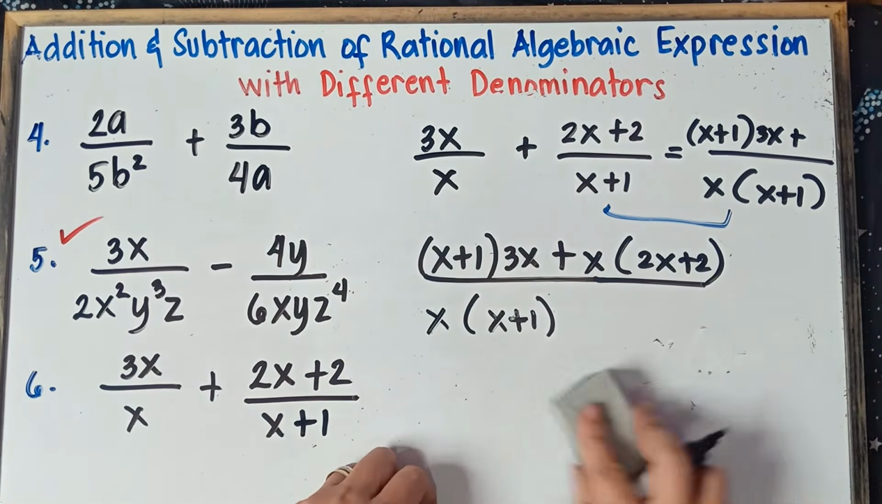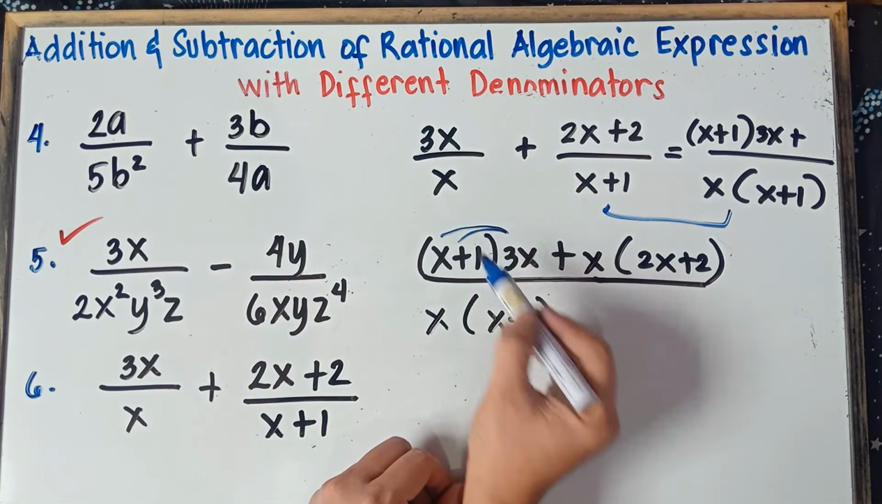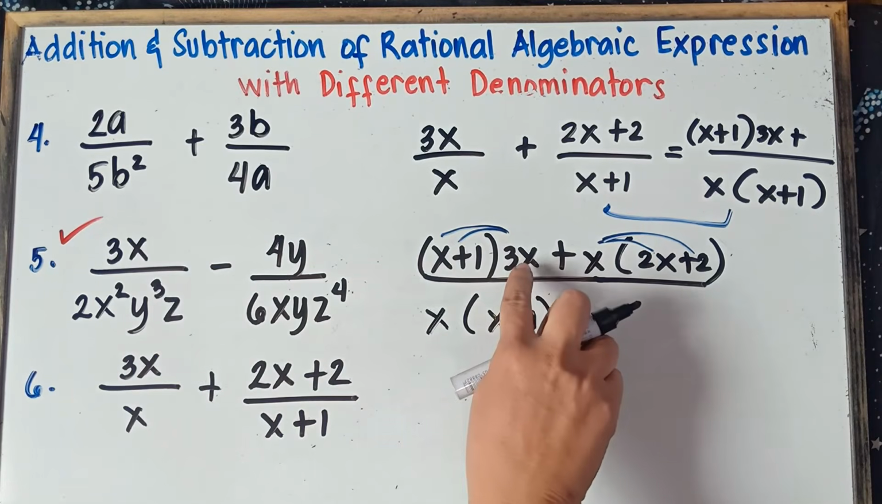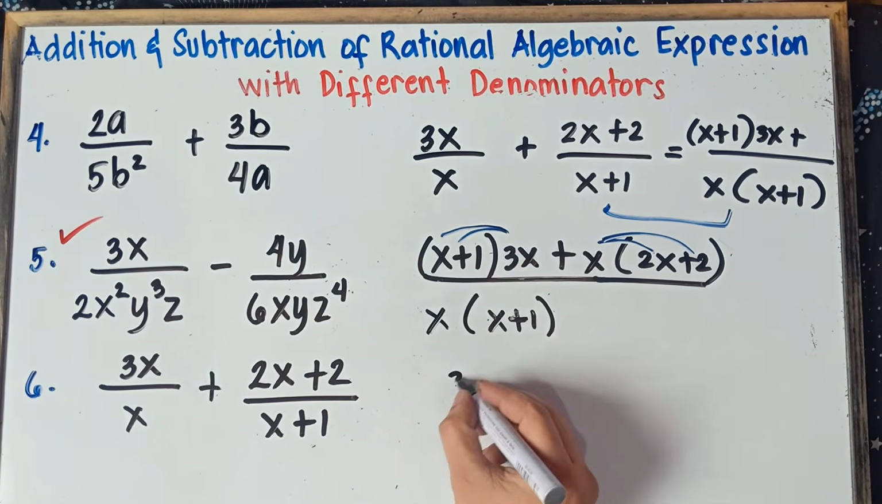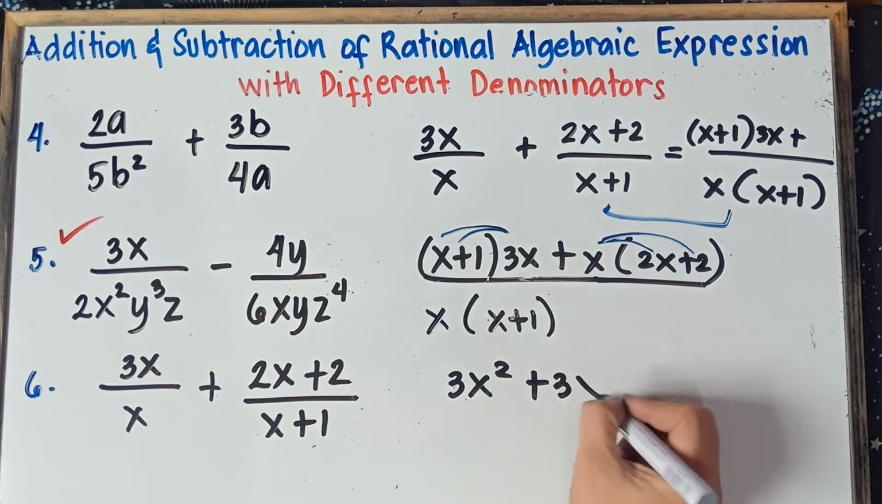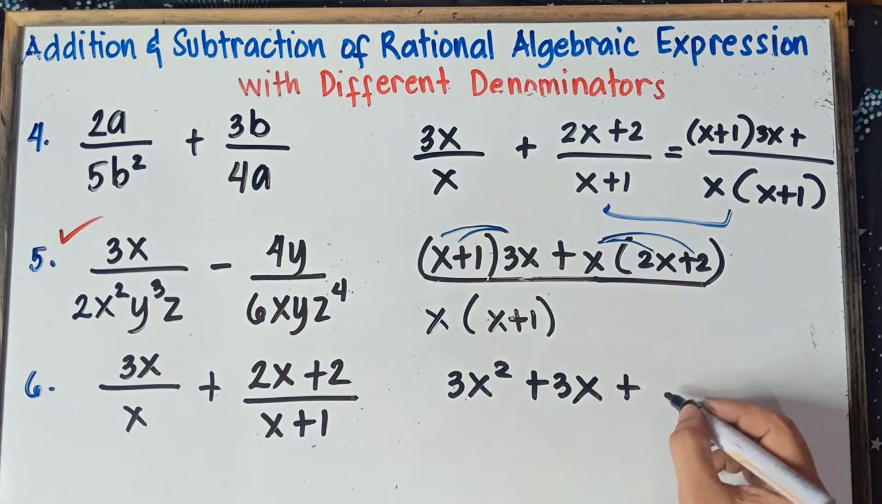Alright, and then simply distribute this one. So distributive property. Multiply this one and then multiply this one. So 3x times x, that would be 3x squared. 3x times 1, that would be positive 3x. X times 2x, that would be positive 2x squared.